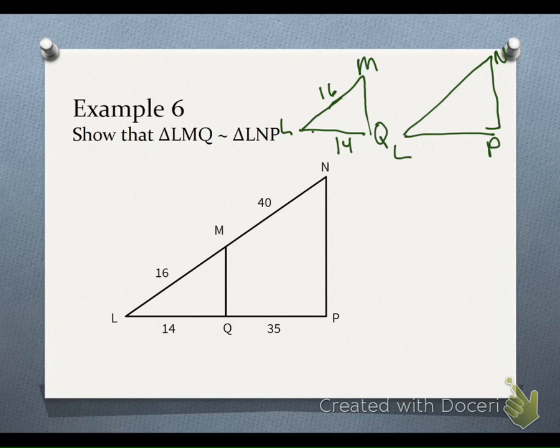What's going to be 16 plus 40? 56, thank you. And then what is 14 plus 35? 49. Way to go, guys. Okay, you ready? So what are my ratios in letters? LQ over LP. Yep. And what's my other one? LM over LN. Perfect.